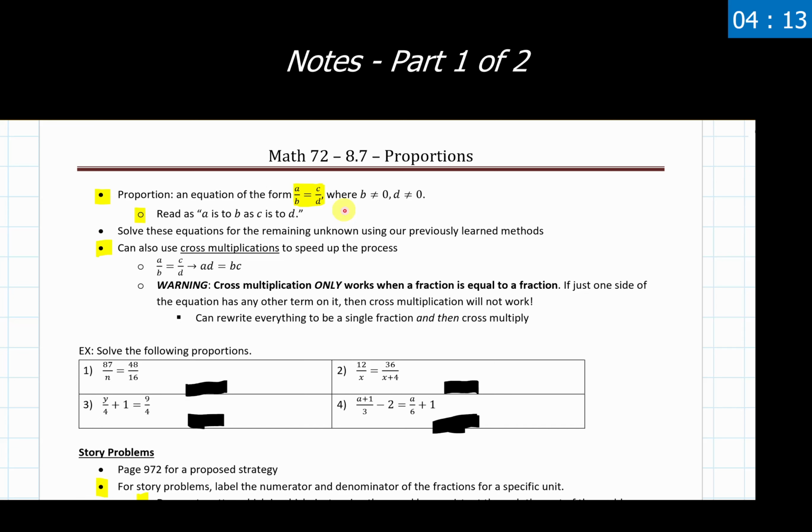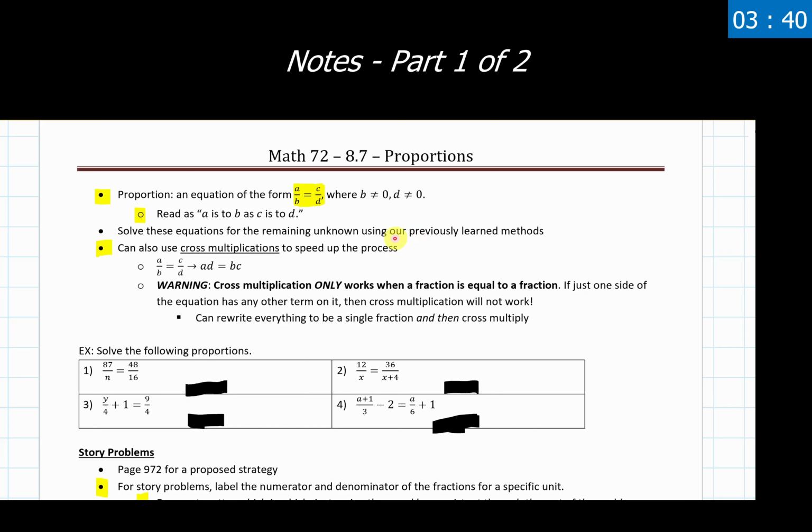This can also be read as A is to B as C is to D. We see some story problems that are written out this way, and while the language is kind of clunky when it's written out like this, this is how we translate that into an algebraic equation. Now, all of our previously learned methods for equations are still available to us here. We can still use them, and we probably will still be using them as we're going through and solving these.